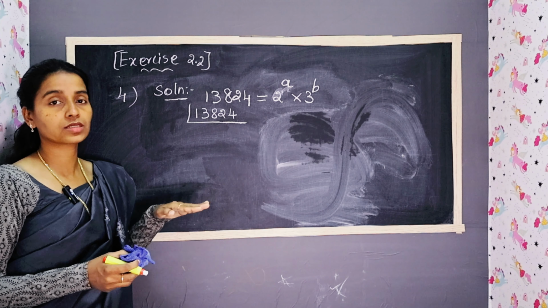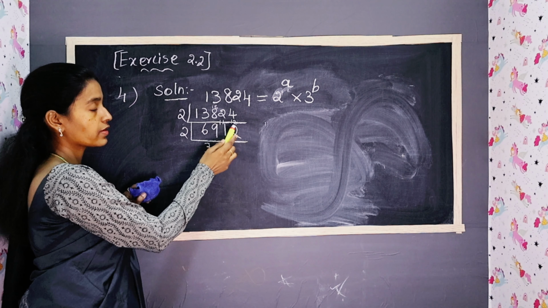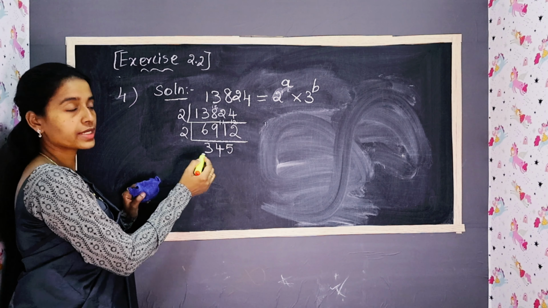Now here also the last digit is 2, so I can divide this number by 2 easily. So I'm taking 2 again. If I'm dividing 6 by 2, I'll be getting 3, right? If I'm dividing 9 by 2, I'll be getting 4. The remainder is 1, so the 11 will be coming here. If I'm dividing 11 by 2, I'll be getting 5, the remainder 1, right? 1 and 2, here we'll be having 12. If I'm dividing 12 by 2, I'll be getting 6.